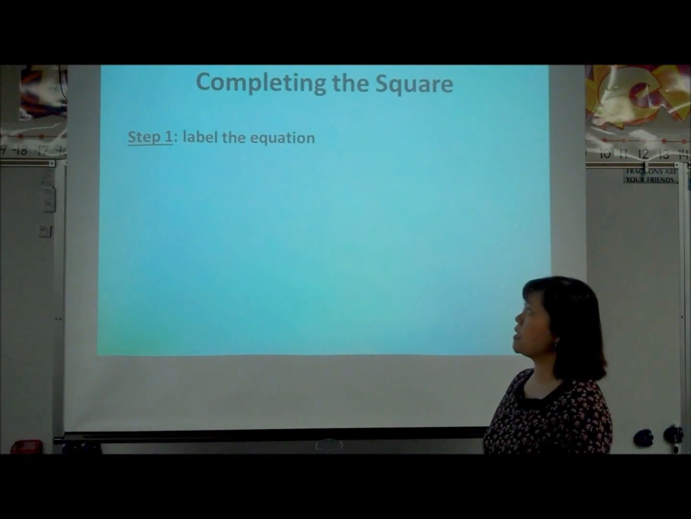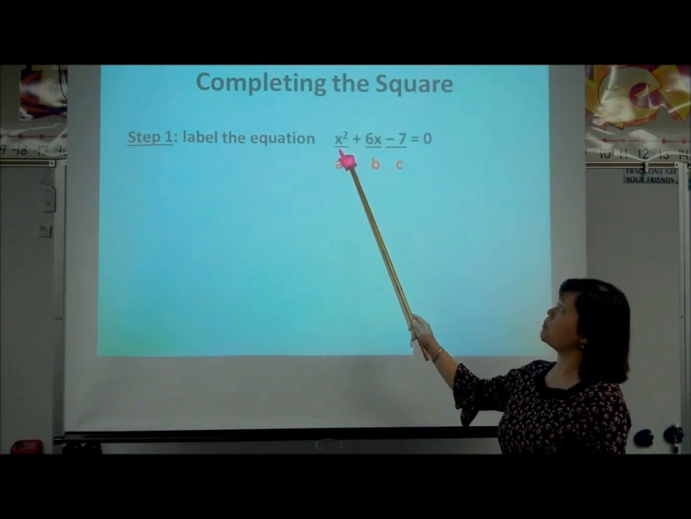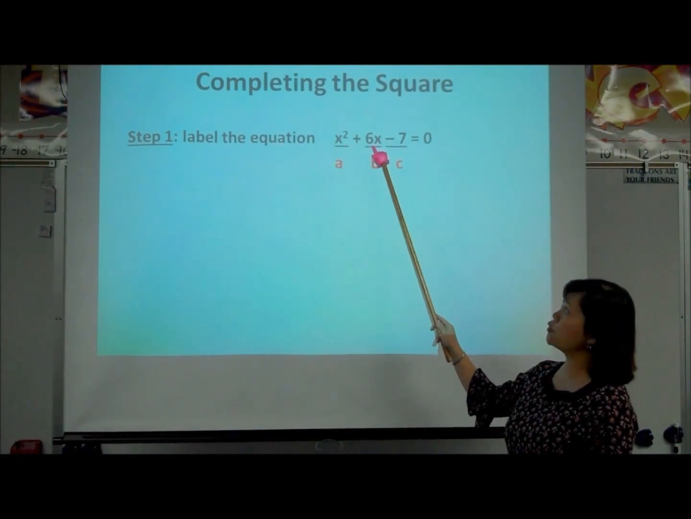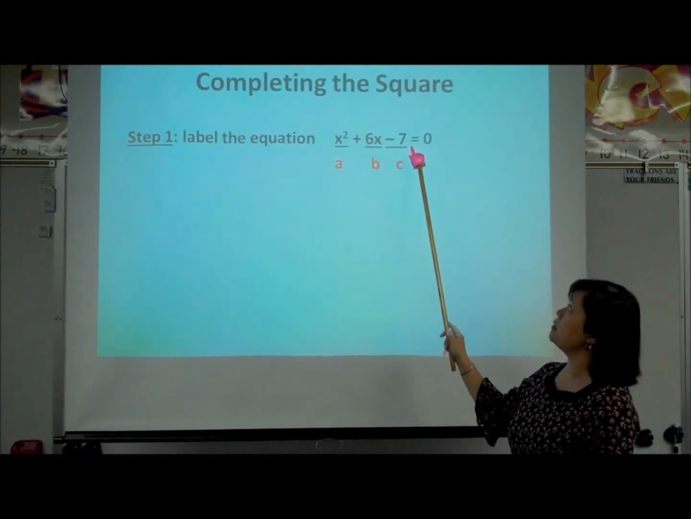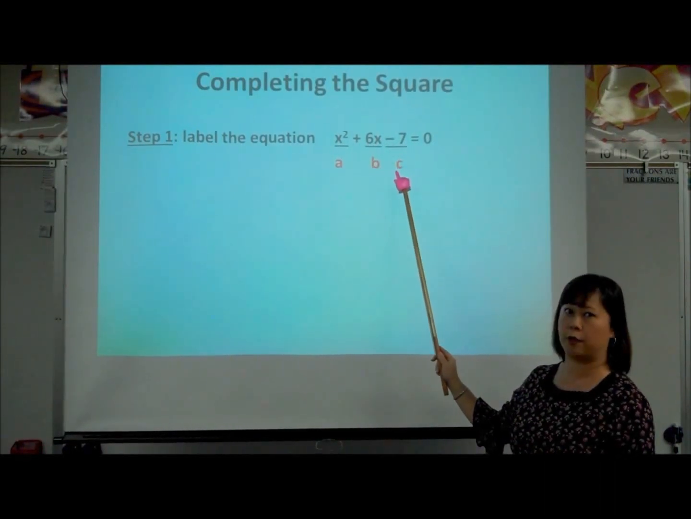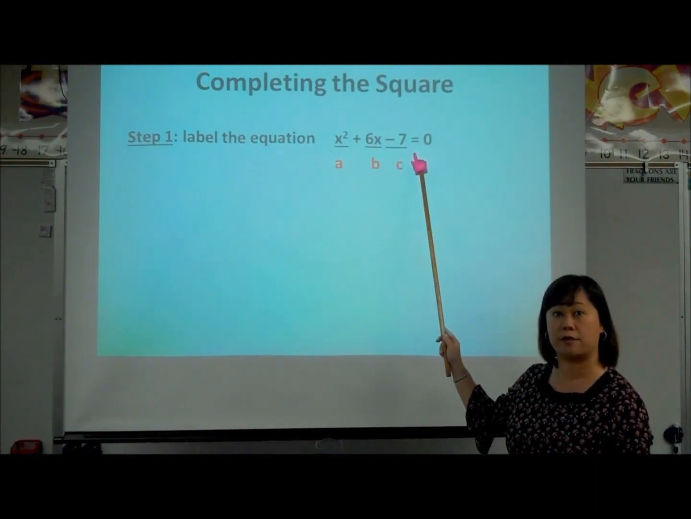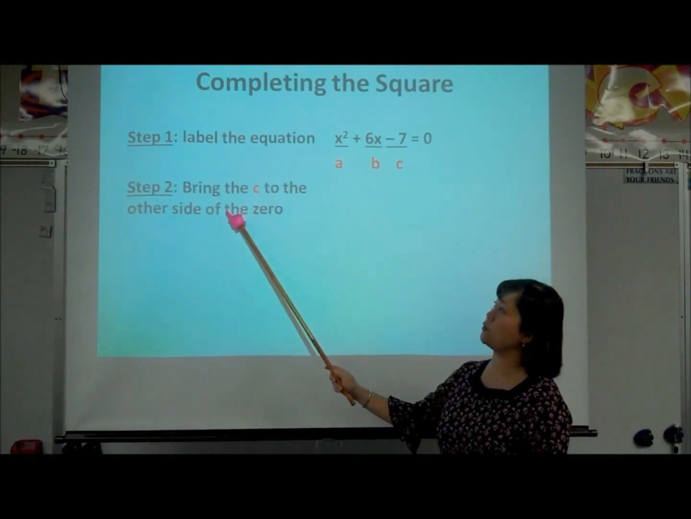So the first step is to label the equation. As we have a quadratic equation, I'm going to put an a underneath the coefficient of x squared. The coefficient of the 6x is going to become a b, and this minus 7 will become a c. And make sure it's always equal to 0, because we will bring things over to the other side of the equal sign. Okay? So step number 2 is to bring c to the other side of the equal sign.